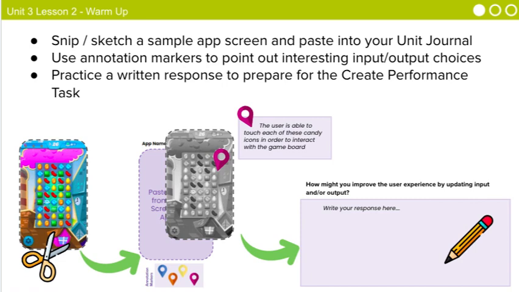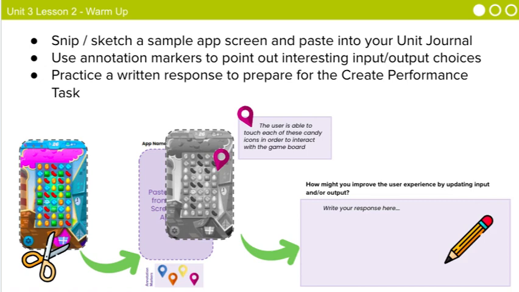So an example would be a snip or sketch a sample app screen and paste it into your journal, except you can't really do that because we're not using digital journals. And then you would point out interesting input-output choices, practice a written response to prepare for the create performance task. So the question is, how might you improve the user experience by updating input and or output?